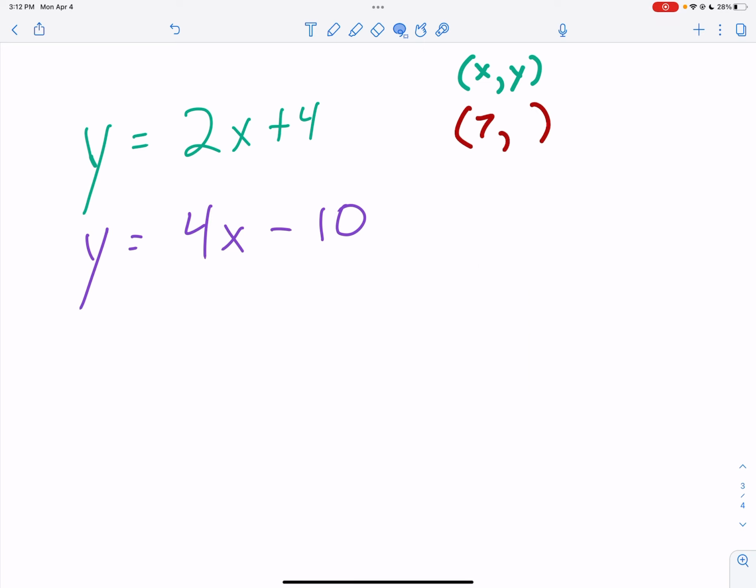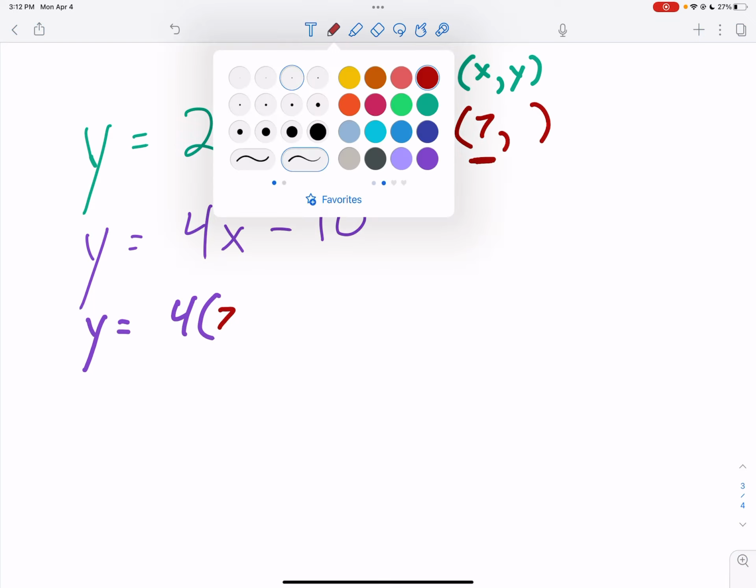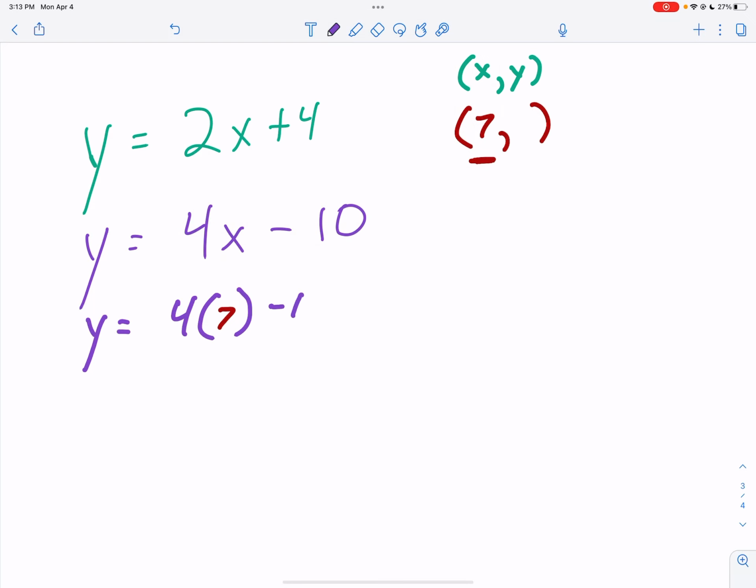I need to take that 7 that I found out, my alleged solution, unless I made a mistake, which is possible, and the whole video would be ruined. Let's try plugging it into the other equation and finding out what y is equal to. So y is equal to 4 times x, but I know what x is supposed to be now. It's supposed to be 7, so why would I write x when I can just write 7? And then I get y is equal to 4 times 7 is 28 minus 10. So y is allegedly equal to 18.